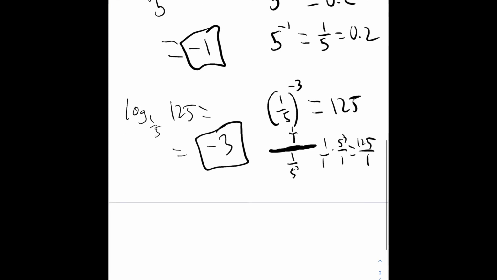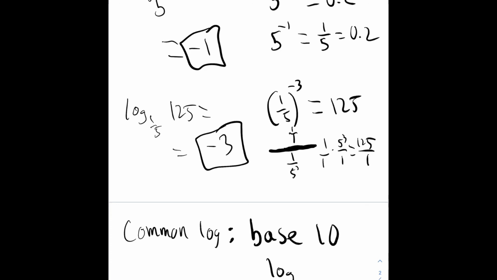A common logarithm is a logarithm with base 10. So if we say a common log means base 10, so log with a base of 10. And we usually don't write base 10. So we would just say log of x. So if you notice that there's no base number, that means that it's a base 10. You can assume a base 10.